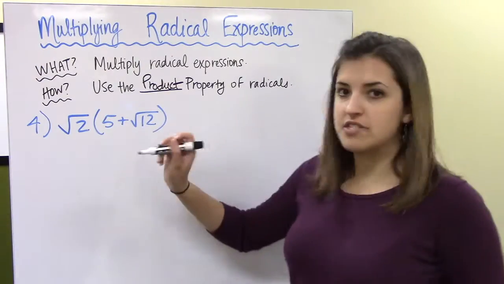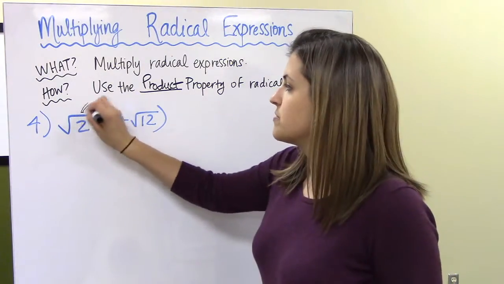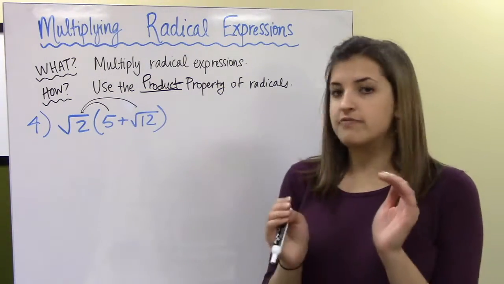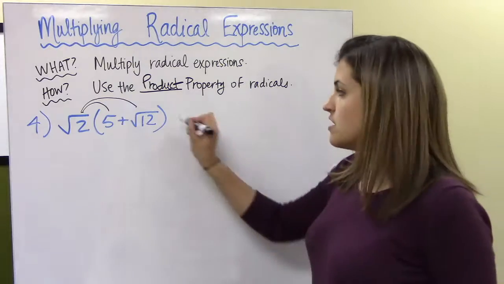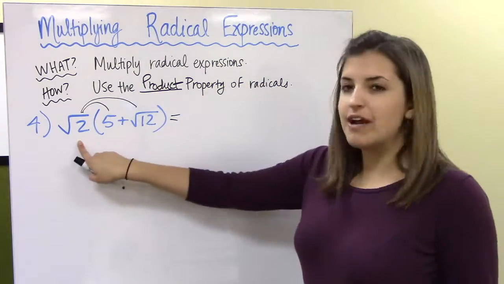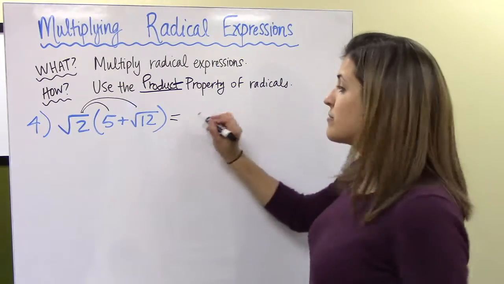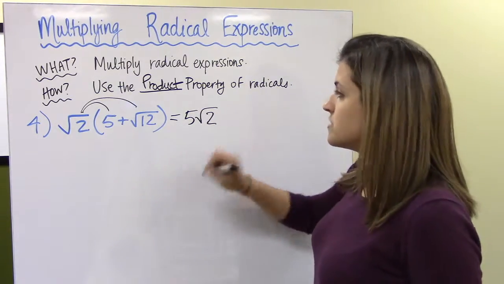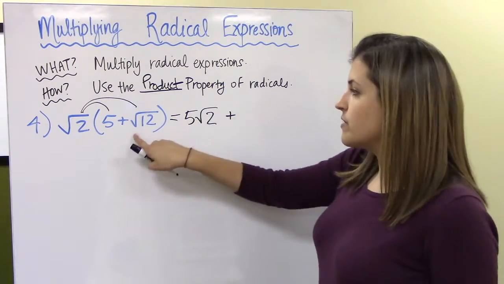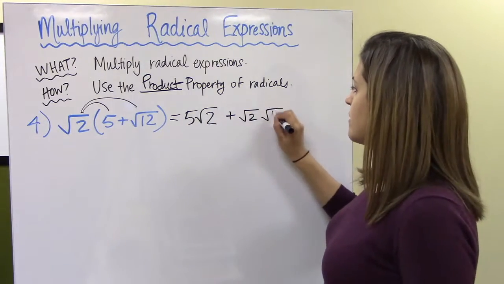If we have something on the outside of parentheses, we can distribute this to both of our terms. So I have square root of 2 times the quantity 5 plus square root of 12. So I'm going to rewrite this with all of my distributions here. And I always like to write my square roots last. So I'm going to write 5 square root 2 instead of square root of 2 times 5, plus square root 2 times square root 12.